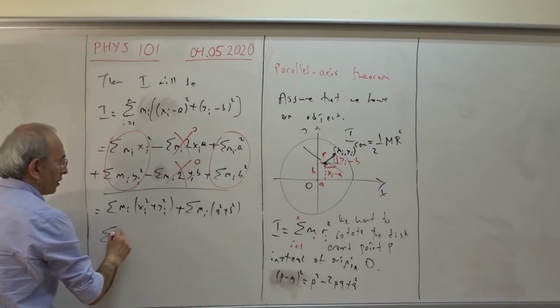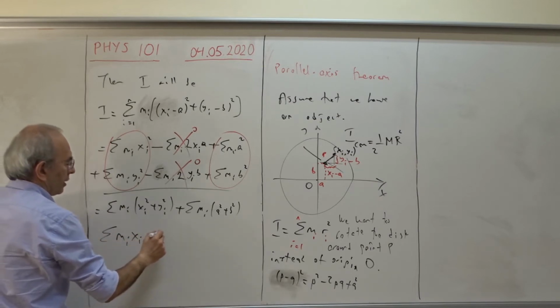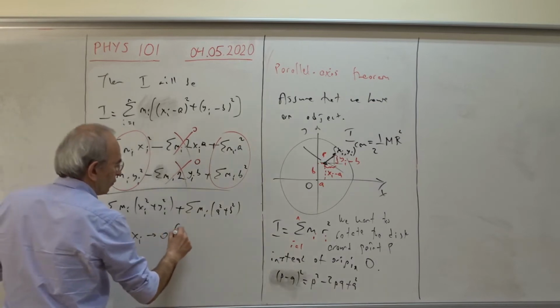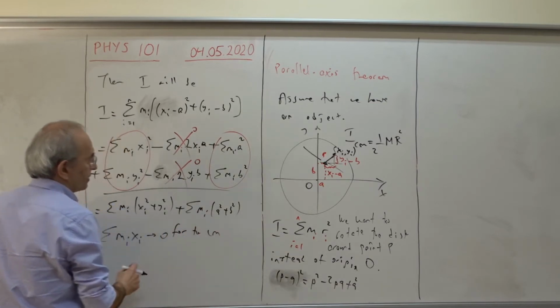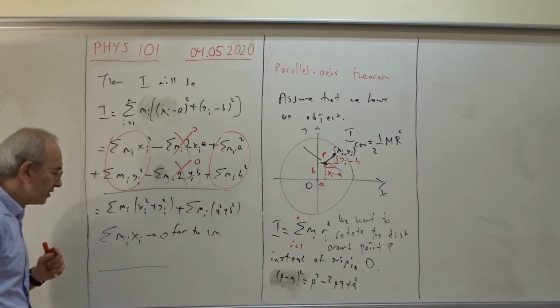Sum over mi xi is 0 for the center of mass. Because, for example, let me consider just a simple case, very, very simple case.